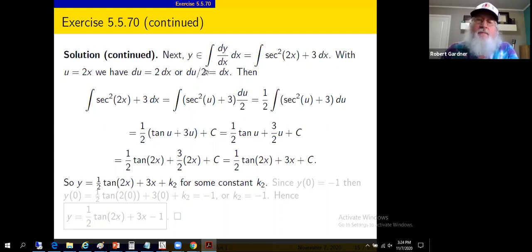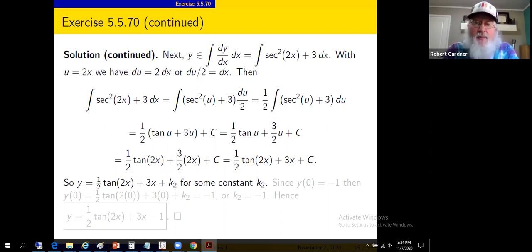So we're almost there. Y is an element of this indefinite integral. So y is of this form. That is, for some constant, let's call it k sub 2 this time, y is 1/2 tangent 2x plus 3x plus k sub 2 for some given constant. And to solve an initial value problem is to find all these constants.